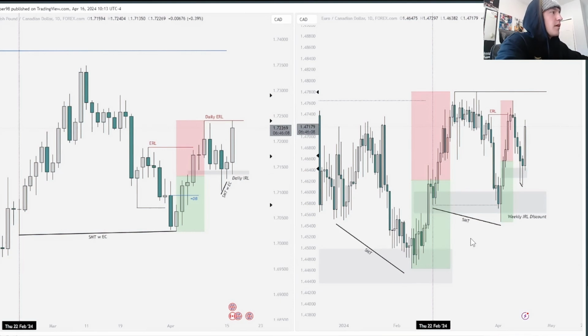Notice the corresponding lows on GBPCAD compared to EuroCAD. What do you notice here? I noticed that GBPCAD has been making higher lows and higher lows inside of that higher time frame key level, that daily internal range liquidity pool. Now look at the corresponding lows on EuroCAD, lower low and lower low. And if you look closely here inside of that higher time frame key level, what do you see?